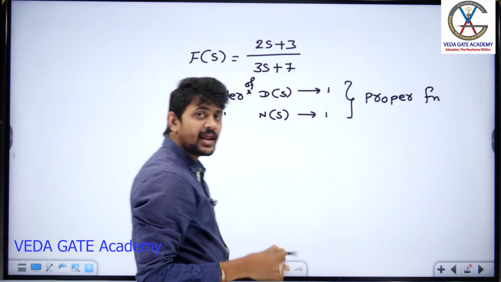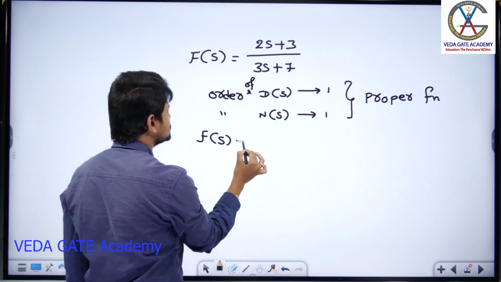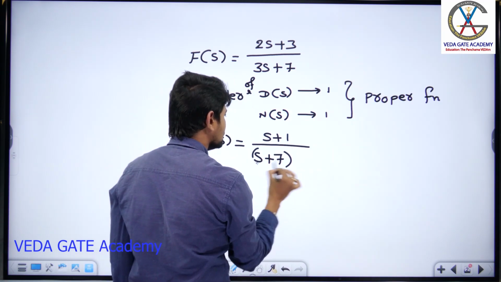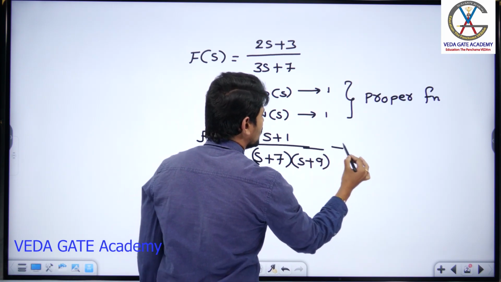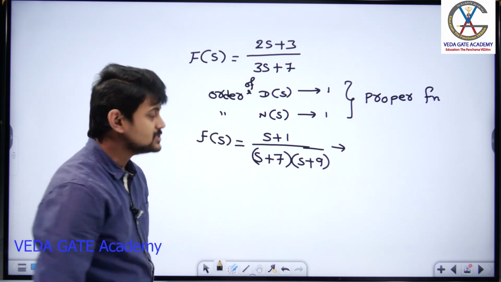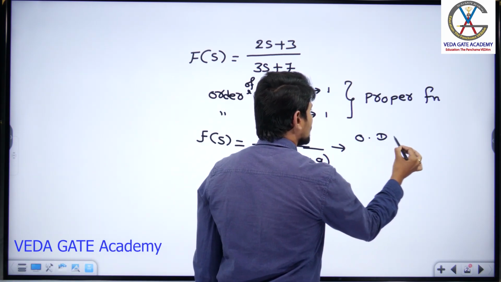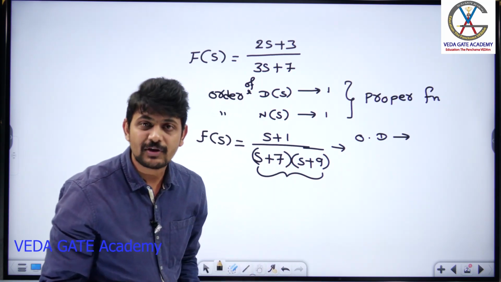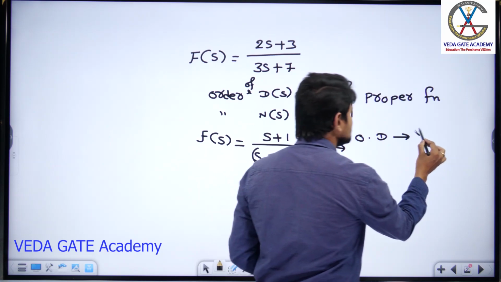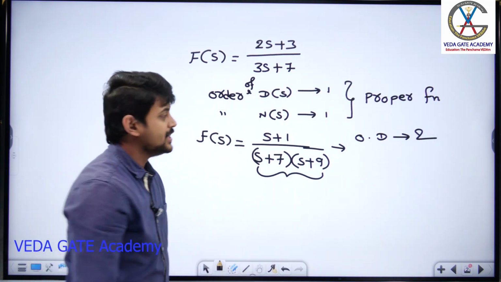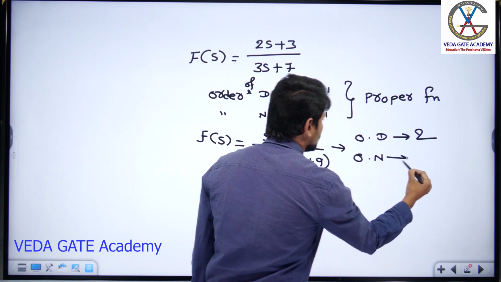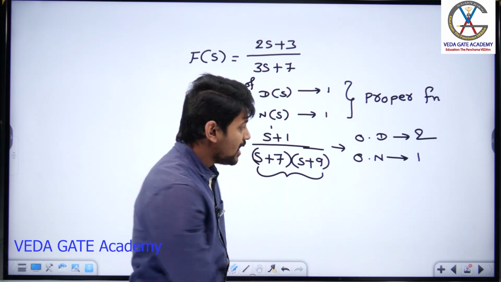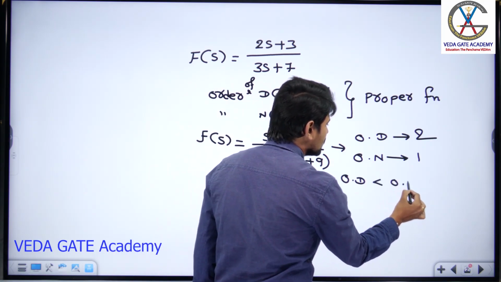Whereas if you are taking some other example, f of s equal to s plus 1 divided by s plus 7 into s plus 9. Now can you tell me what is the order of numerator and denominator in this example, guys? The order of denominator, OD, is equal to how much? If you multiply these two terms, what is the maximum power of s you are going to get in the denominator? 2, right? So order of denominator is equal to 2. And in a similar manner, what is the order of numerator polynomial? Maximum power of s in the numerator is 1. So order of numerator is 1.